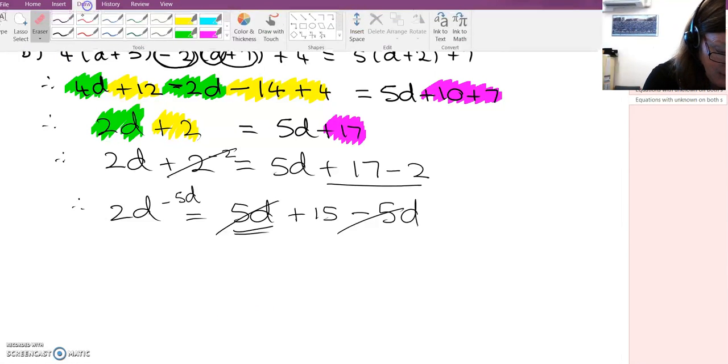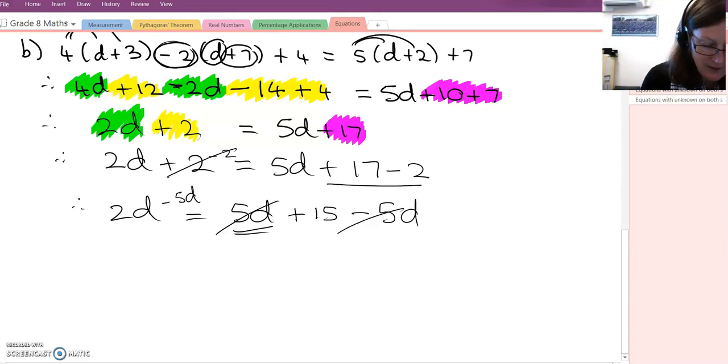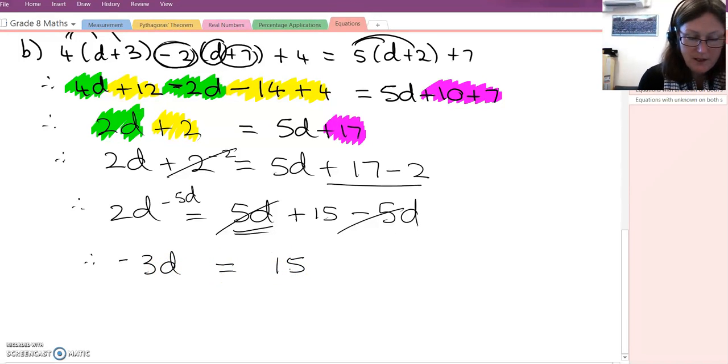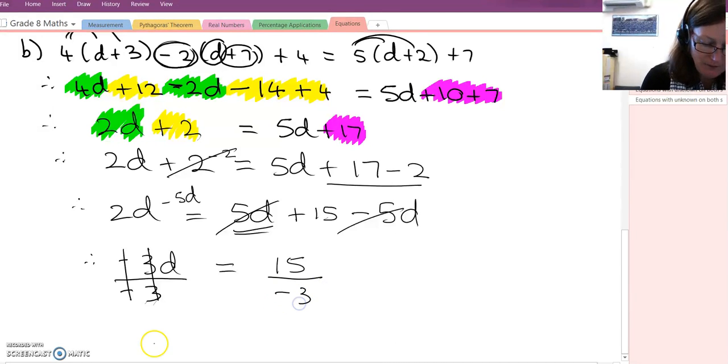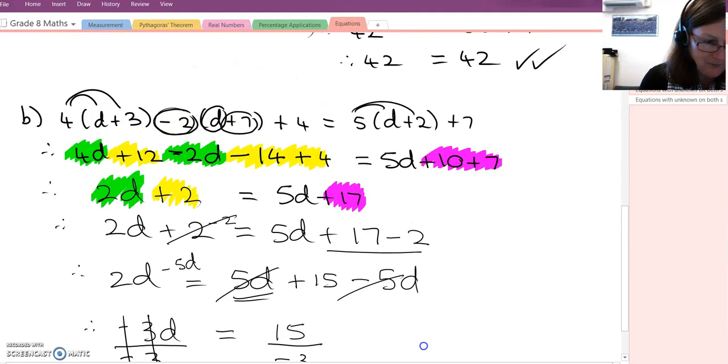Right, so now let's go back to my left hand side. 2D subtract 5D is negative 3D equals 15. I want D. It's negative 3 times by D. Opposite of times is divide. So divide it by the same thing. Divide it by negative 3. Because then the 3's cancel and the negatives cancel. So remember, also same thing to the right hand side. Divide by negative 3. So the answer, left hand side D, right hand side, how many 3's are in 15? 5, a positive and a negative gives me a negative.